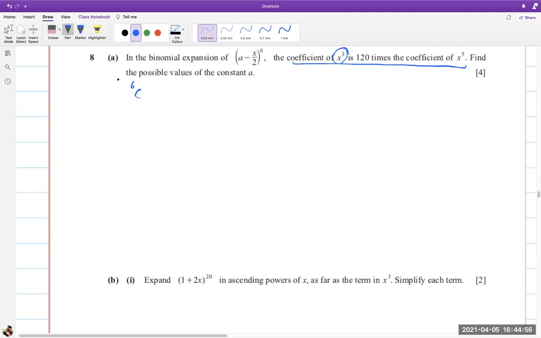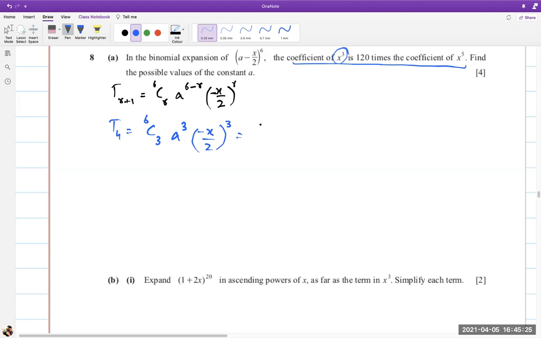Let's look at its general term. So if I try to figure out the general term of this thing, it's going to be 6cr a power 6 minus r, minus x by 2 power r. That's my general term, t r plus 1. So if I want x power 3, I am looking for term number 4. So that is going to be 6c3 a to the power 3 minus x over 2 to the power 3, which leaves me with 6c3. What is that?